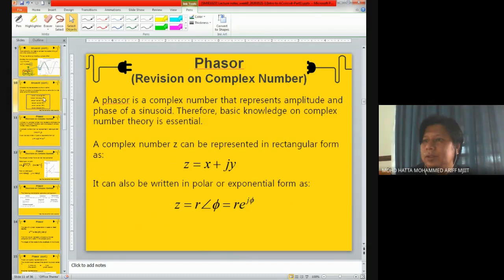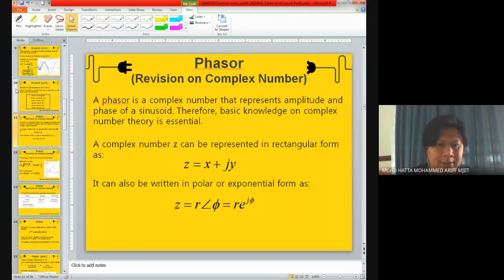And of course, we go a bit into the definition in terms of AC circuits. You will come across a term called phasor. What does it mean by phasor? Here it says that a phasor is a complex number that represents the amplitude and phase of a sinusoid. Therefore, basic knowledge of complex number theory is essential.